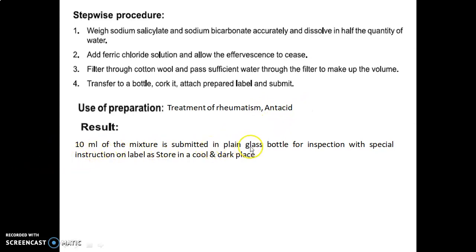Result: 10 ml of the mixture is submitted in a plain glass bottle for inspection, with a special instruction on the label: store in a cool and dark place. As we have seen, in this particular type of mixture chemical incompatibility is seen, and to overcome it we have to use method A, that is, dividing the quantity of solvent into halves, dissolving the solute in it, and then with proper agitation, mixing and stirring, we can achieve a proper mixture and overcome the incompatibility.